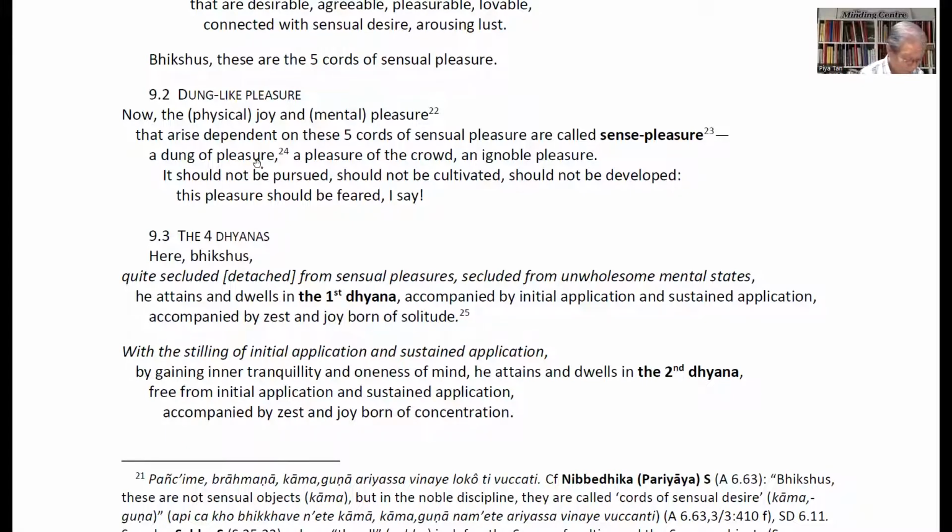Okay. So here, sometimes the word milha is used, meaning filthy pleasure. Another way of translating it. So why does the Buddha use this powerful word? Because here, in the end, our body, we have to wash our body. It's going to smell, and there are all kinds of liquids oozing out from the openings and so on. Right. So it's a dung of pleasure.